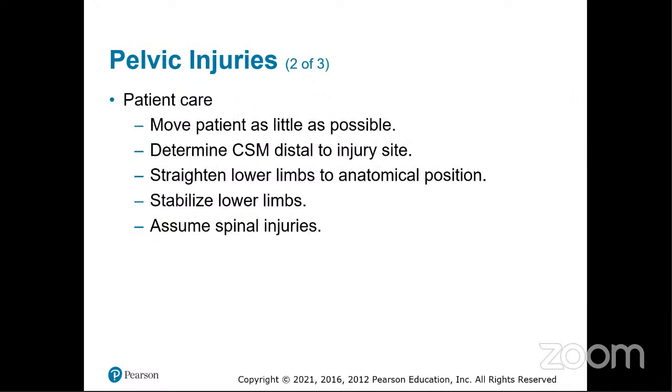Have a plan. We're going to go over some pelvic binders with you guys that really help. We're going to try and stabilize and straighten those, get them in an anatomical position and stabilize them. And then assume spinal injuries. We assume it, but the best thing for these, they call those vacuum splints we talked about, we call them a body splint.